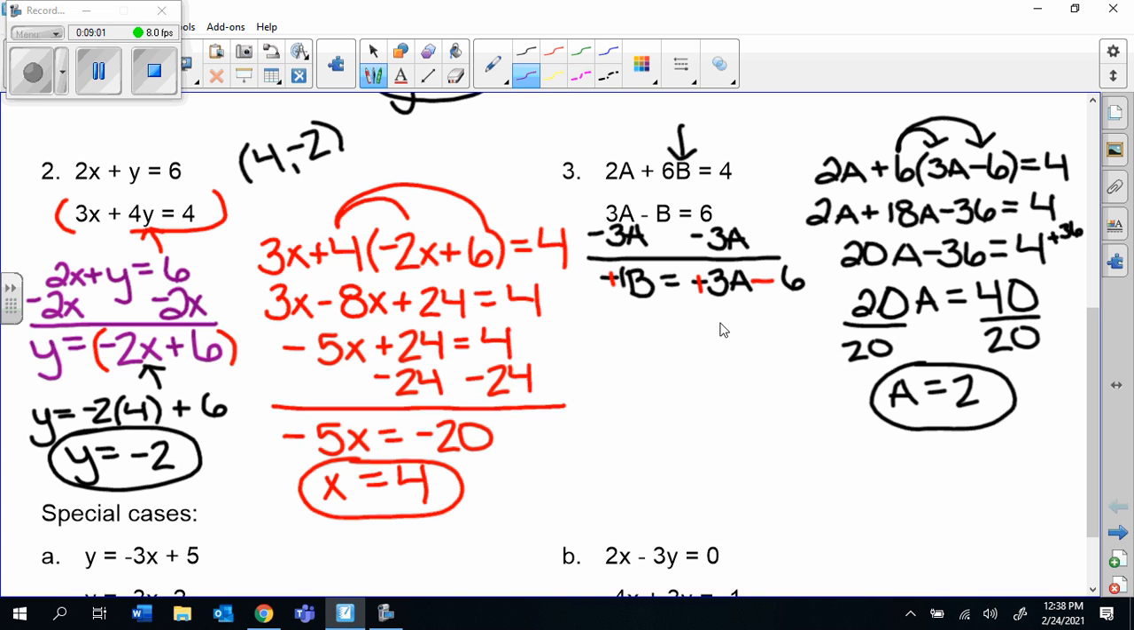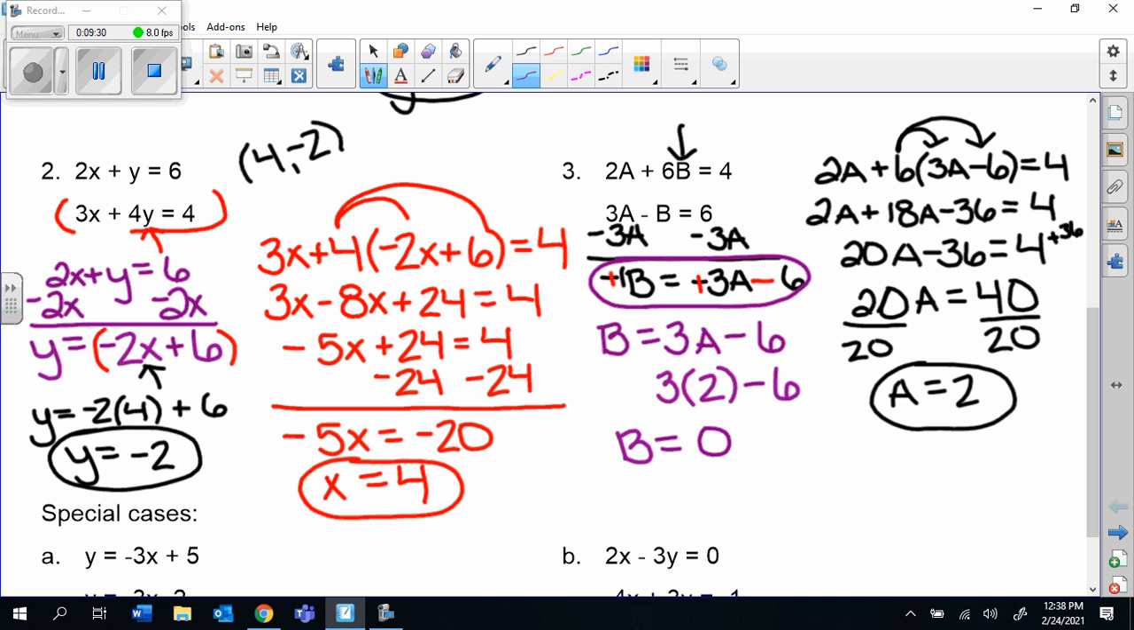Think about where you're going to plug that 2 in. Where is the most logical place? I would choose right here. And if that's too messy for you, take a second and just rewrite it so you can see how neat it is. And plug that 2 in for a to solve for b. 3 times 2 is 6. 6 take away 6 is 0. And then usually it's x, y. Let's put it in alphabetical order for a and b. So 2, comma, 0.